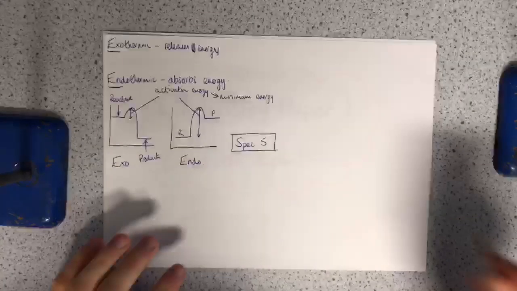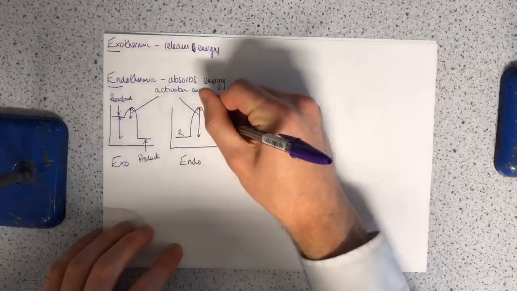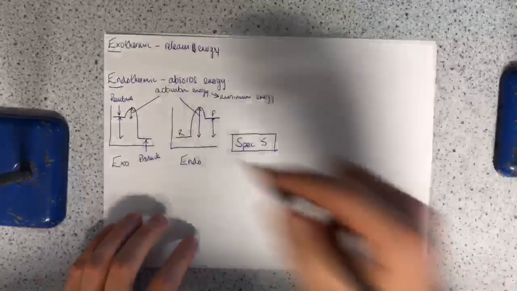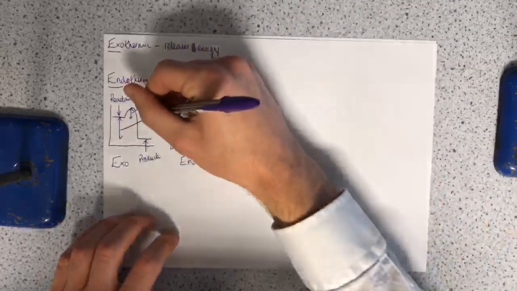You may also be expected to label this part. So as you can see, starting at reactants going up to your products this time. Now that is your energy change.